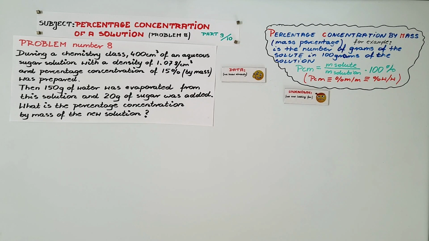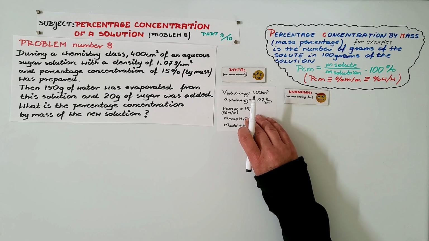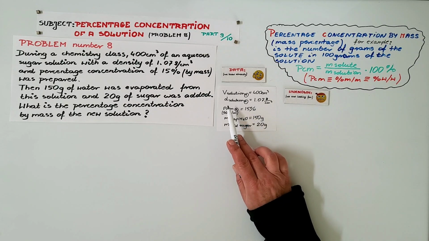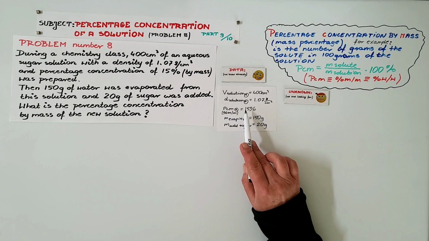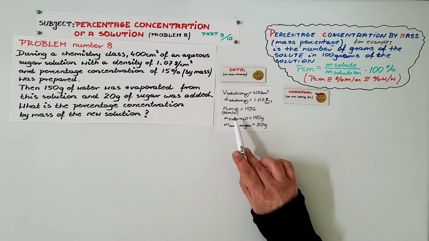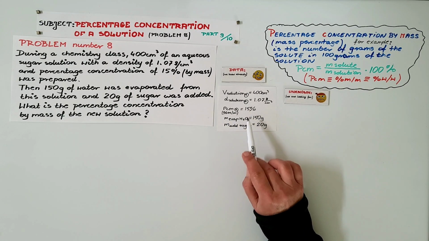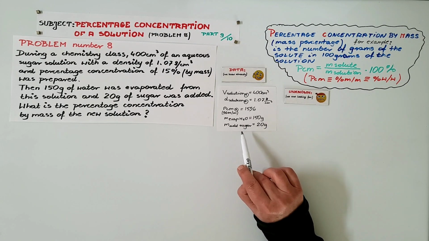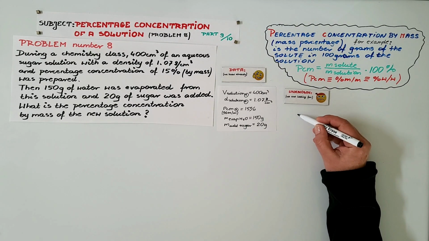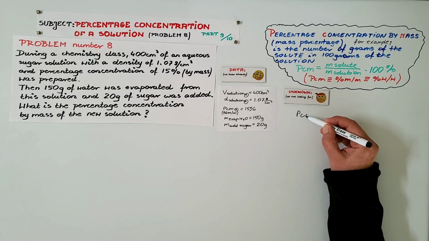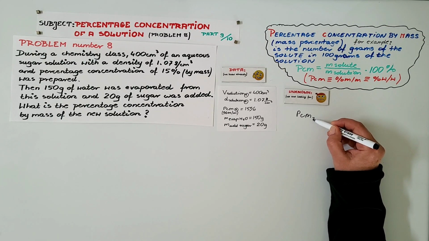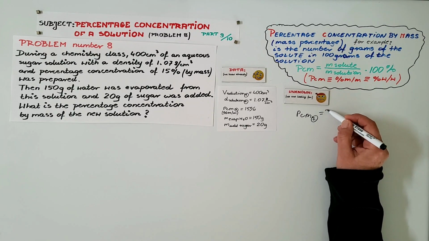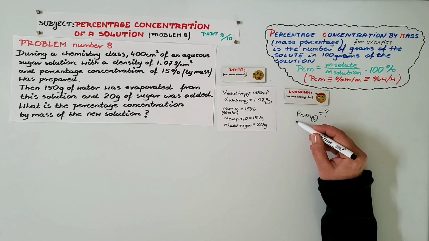Let's start by writing down what we know and what we need to calculate in this problem. We know already volume of solution 1, density of solution 1, percentage concentration by mass of first solution. We know mass of evaporated water and mass of added sugar. What we are looking for is percentage concentration by mass of second solution, or new or final solution.